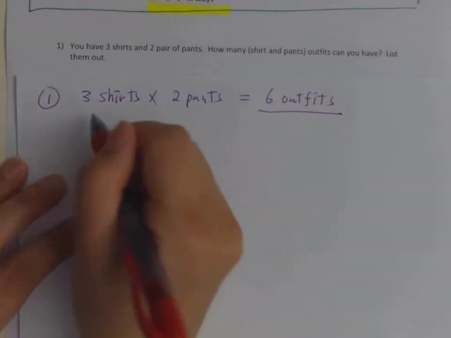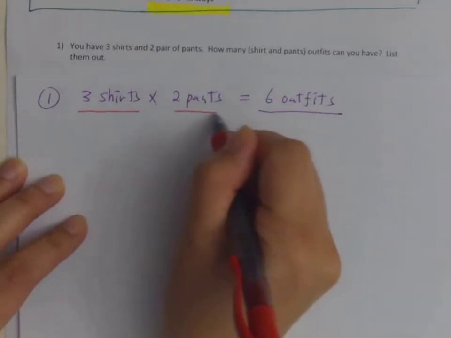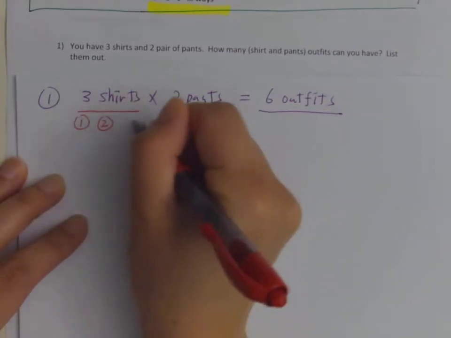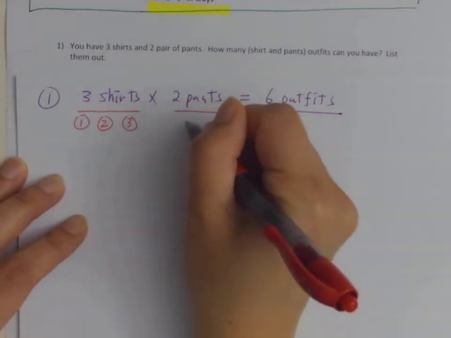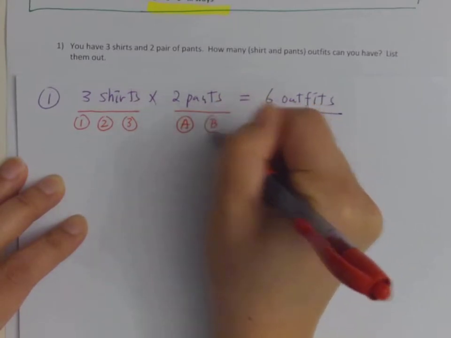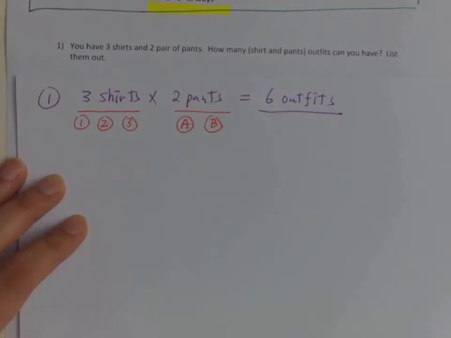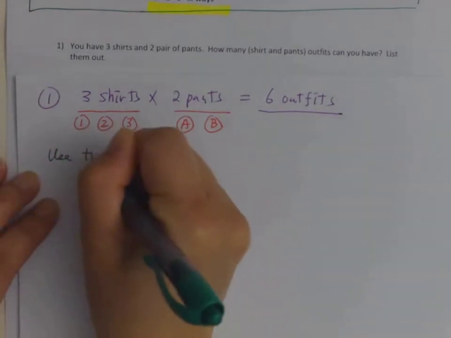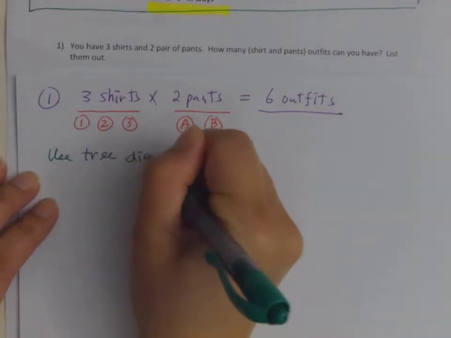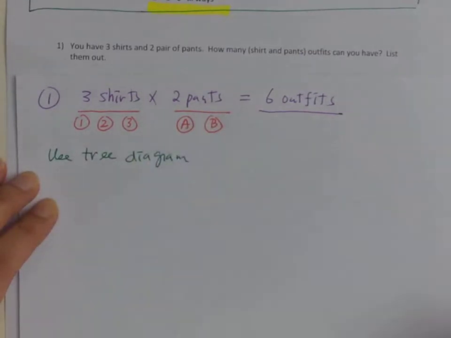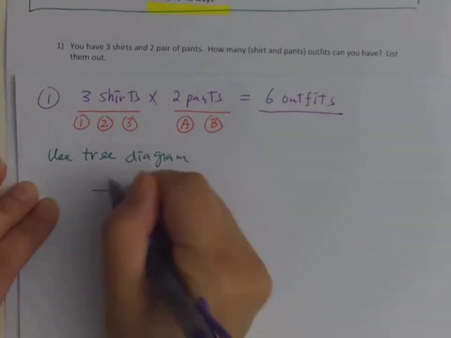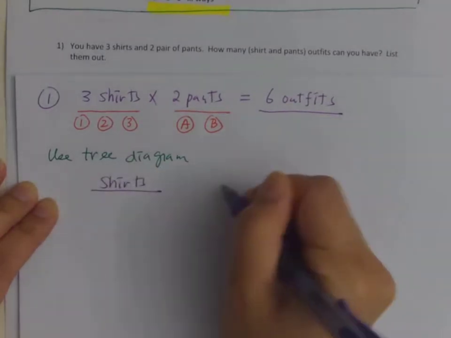So let's assign something to each one. You can assign colors, but I'm just going to say shirt number 1, shirt number 2, shirt number 3. For the pants, I'm using another system, pants A and pants B. If I want to list them out, I can use a tree diagram. So I can label this as shirts and pants.